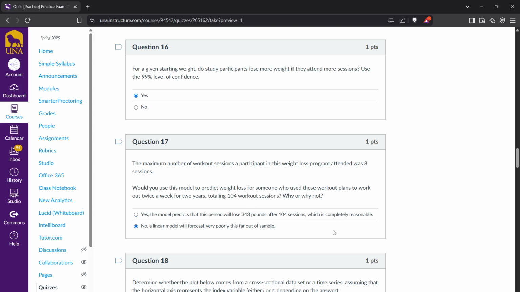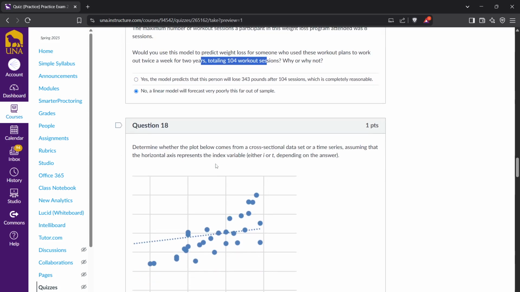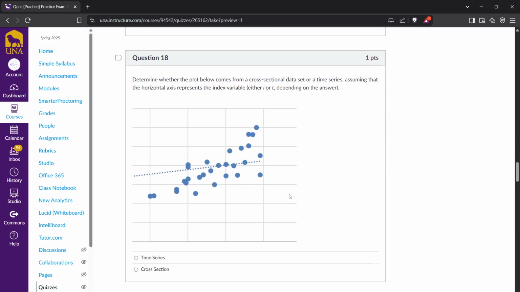A linear model is going to forecast poorly this far out of sample. Yep, no matter what you do, trying to make a prediction that far out when I only have data about people from, say, 0 to 8 sessions, trying to predict this is going to be trouble. So let's avoid that.